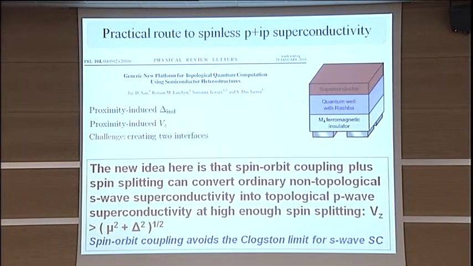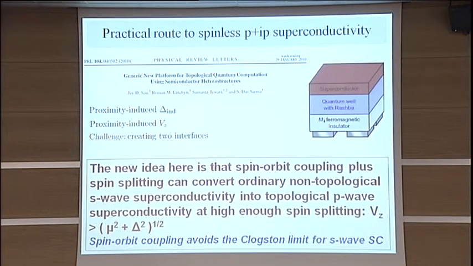We worked out the theory analytically completely and showed that this system will have a topological quantum phase transition when the spin splitting, Zeeman splitting, exchange splitting, I'll call it V_Z or V_X, it's spin splitting, where it's coming from doesn't matter, is larger than the square root of chemical potential squared plus superconductivity gap squared.